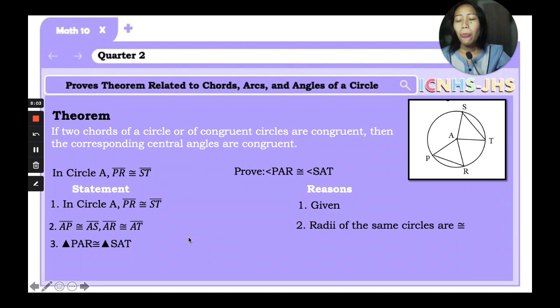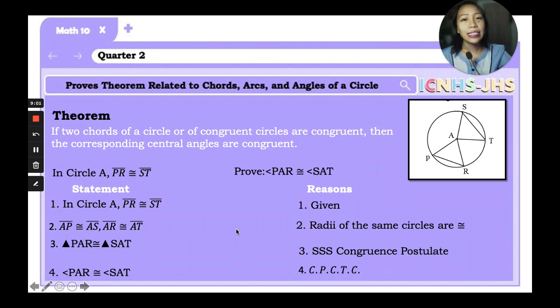And next statement will be, our triangle PAR is congruent to our triangle SAT. The reason for that is the SSS congruence postulate. It's clear that we have established the truth that our PR and our segment ST are congruent, same with our AP and our AS, as well as our AR and our AT. They are congruent. So by SSS congruence postulate, these two triangles, the PAR and our SAT, are congruent. And for our last statement, we can say that our angle PAR is congruent to our angle SAT. What will be the reason for that? Again, the CPCTC, corresponding parts of congruent triangles are congruent.